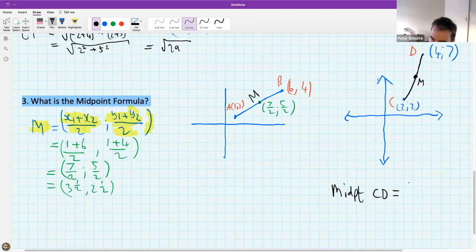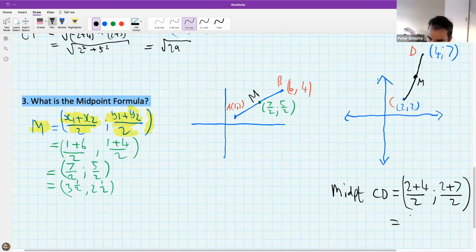So what do we got? 2 plus 4 over 2. That's the first bit. And then I go 2 plus 7 over 2, which gives me 6 over 2, which is 3. And the second one is going to be 9 over 2. So that's actually quite easy because you just add the two coordinates together and then divide.